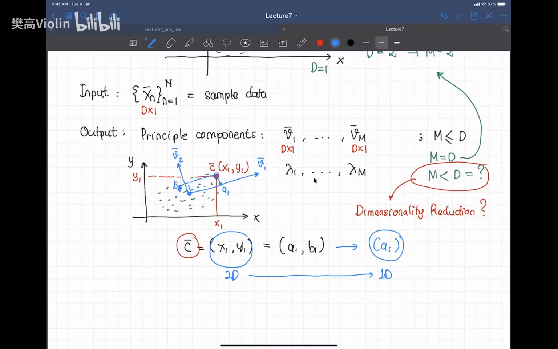Is that understandable, the intuition? So that's the meaning of this, that M is smaller than D. Any questions?